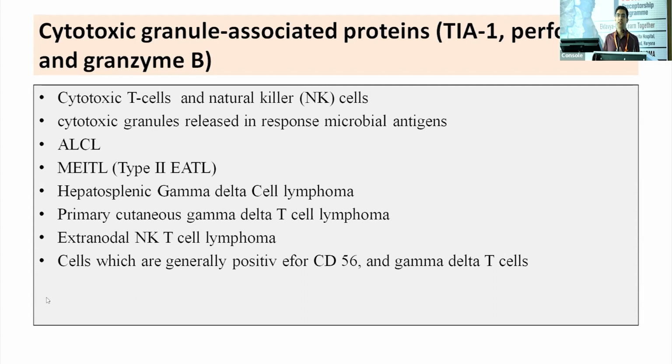So MEITL is positive for CD3, but negative for CD8, and only positive for TIA1. While EATL is of alpha beta T cell origin, so it will be positive for CD3, CD8, and CD7.